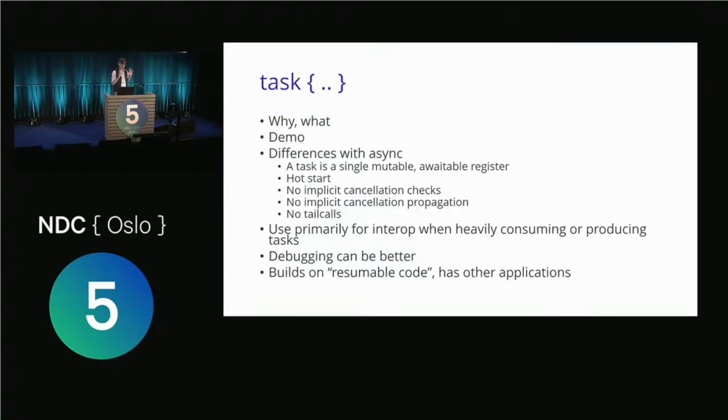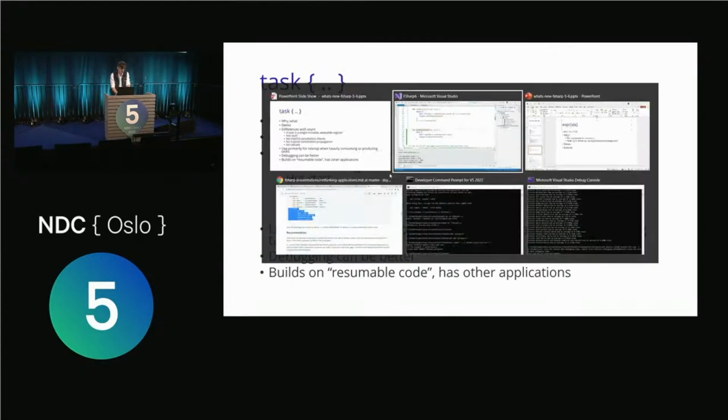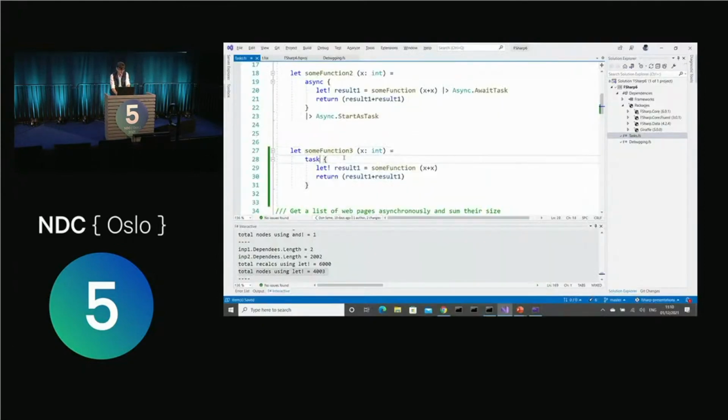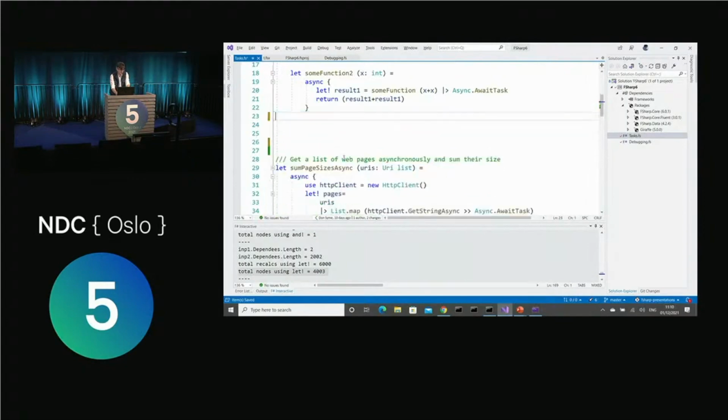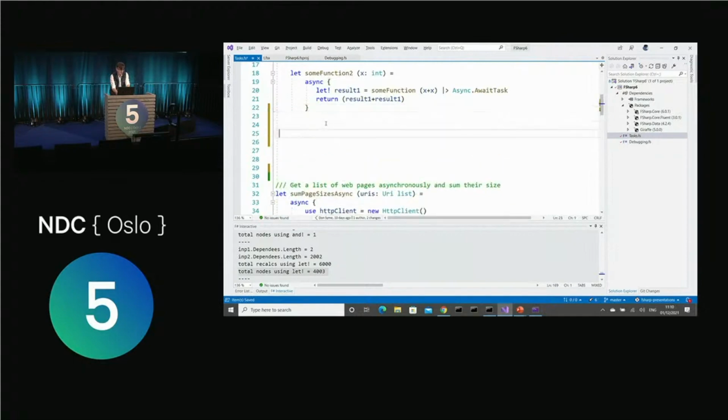But there are some differences you need to be aware of. So a task is a single, mutable, sort of awaitable register. It has hot start, so the task starts immediately. In F# async, that's not the case. Let's say we did this, then you have to start that async directly, so you're in a separate phase. So you use function 2, 3, you do async dot start, sorry, for instance, run synchronously.